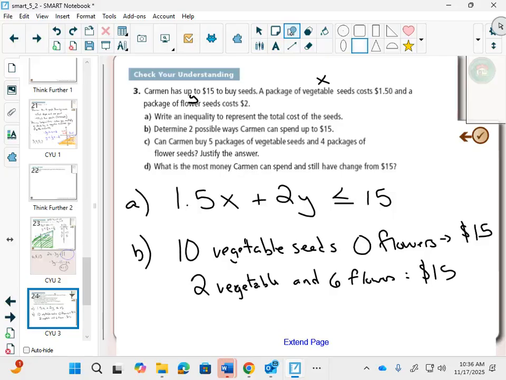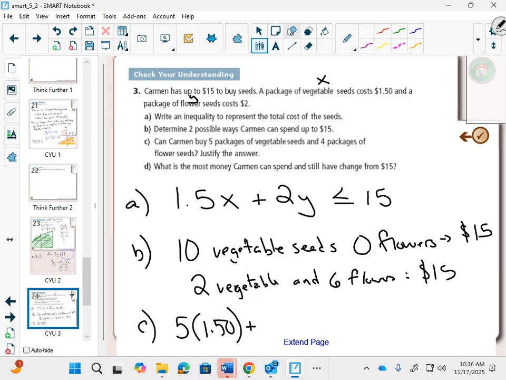Can Carmen buy 5 vegetable seeds and 4 flower seeds? How much would that cost? 5 vegetables would be 5 times $1.50 plus 4 times $2. $15.50. So the answer is no, right?